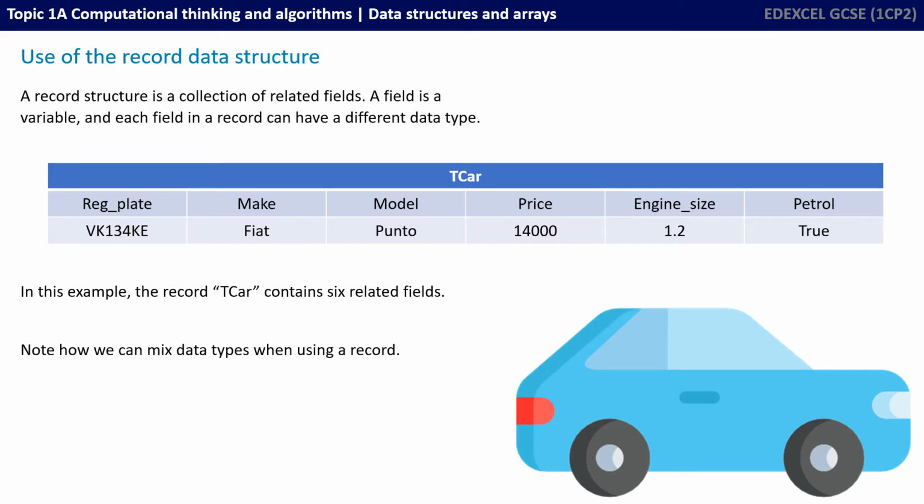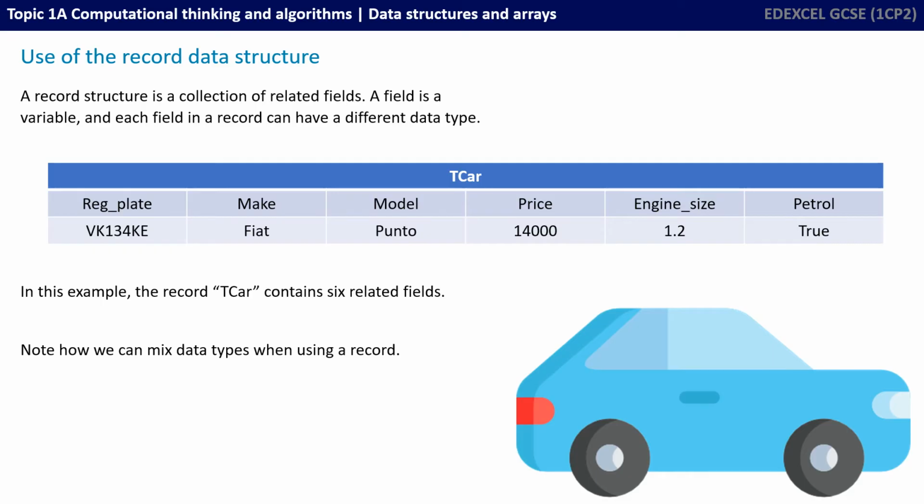There's also a data structure available in many languages called a record data structure. Now if you're programming in Python, this isn't something that's available to you, but it's available in other languages such as VB, so it's worth knowing about. The record structure is simply a collection of related fields, where a field is a variable, and each field in a record can have a different data type. And we use it to collect together variables that are related to each other.